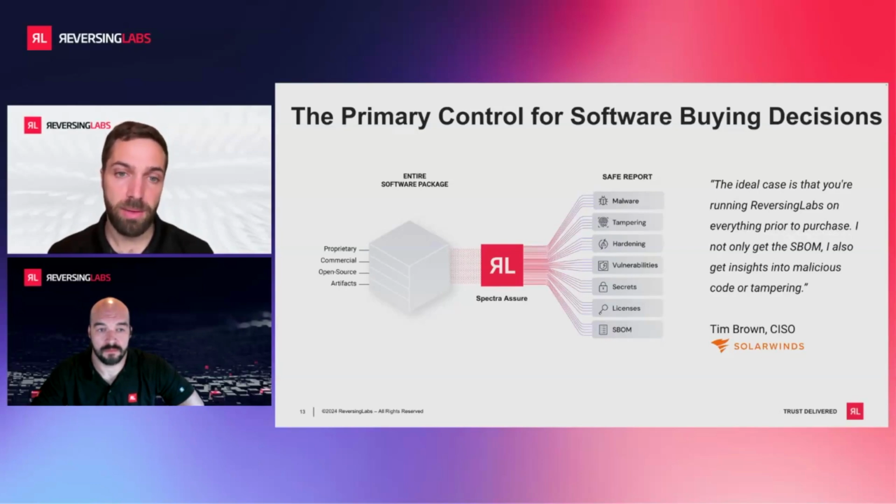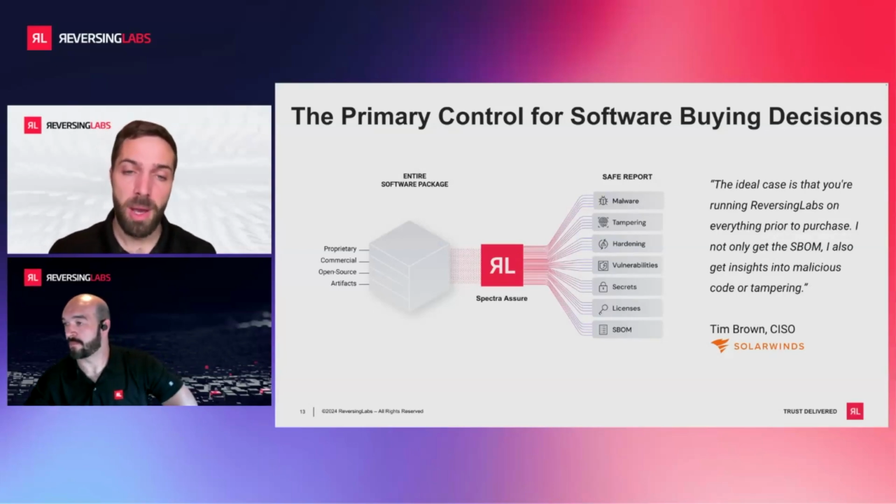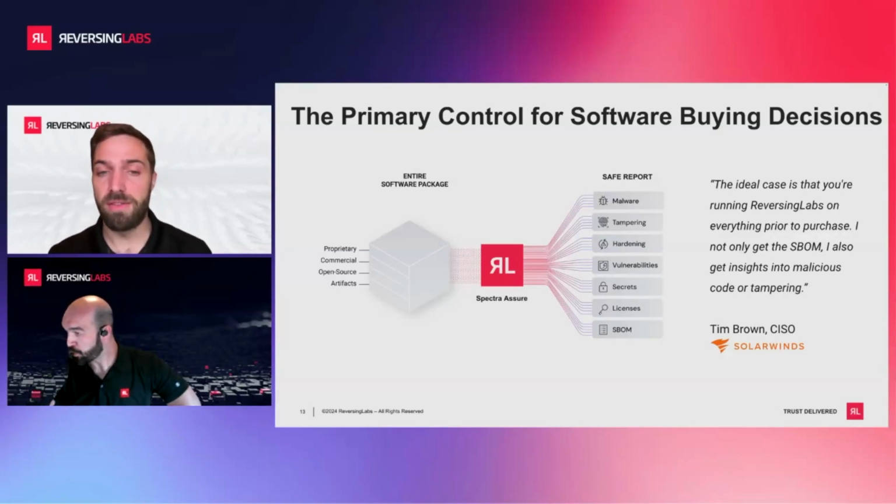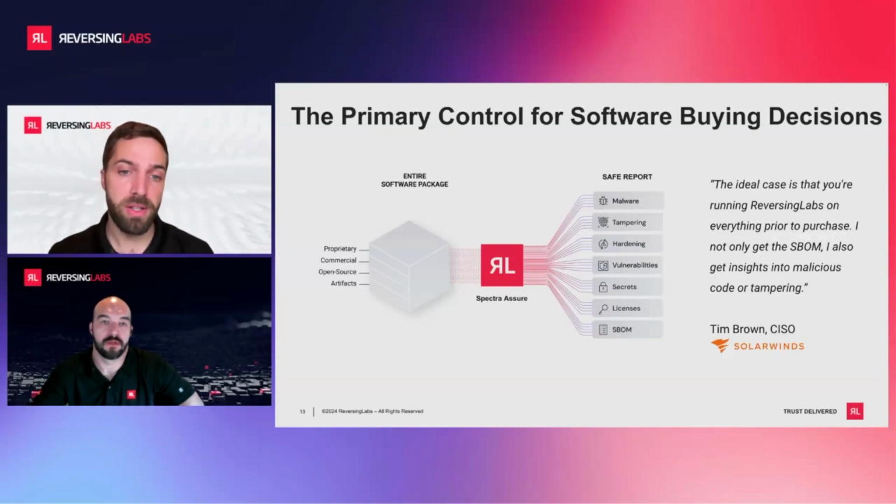So the first risk, and probably the one you most want to be sure is not present, is malware itself. But we'll also tell you if there's evidence of tampering, if there's opportunities for hardening, what vulnerabilities are present, as well as the ability to triage and prioritize those vulnerabilities. We'll tell you if that binary contains secrets or licenses.